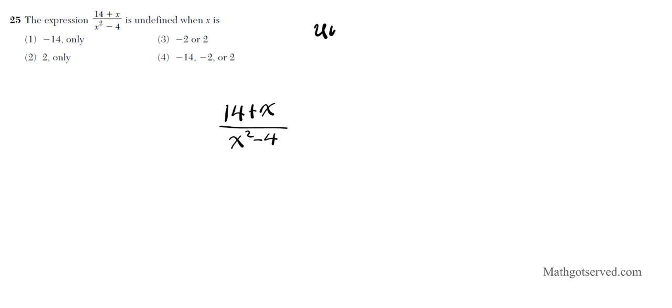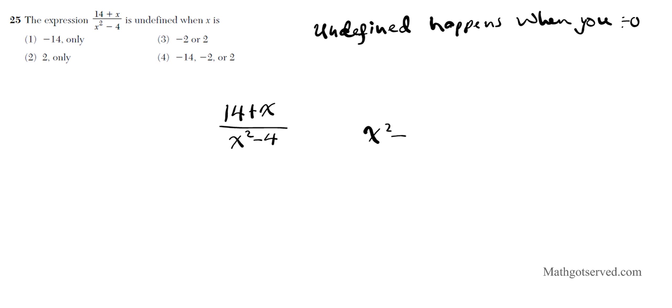Okay, so undefined happens when you divide by 0, because you can't divide by 0, it doesn't make sense. So to find when this is undefined, we set the denominator to 0 and we solve. Okay, I'm going to show you 2 ways of doing this, and you can pick whichever method you like the best. Okay, so method 1 involves factoring.